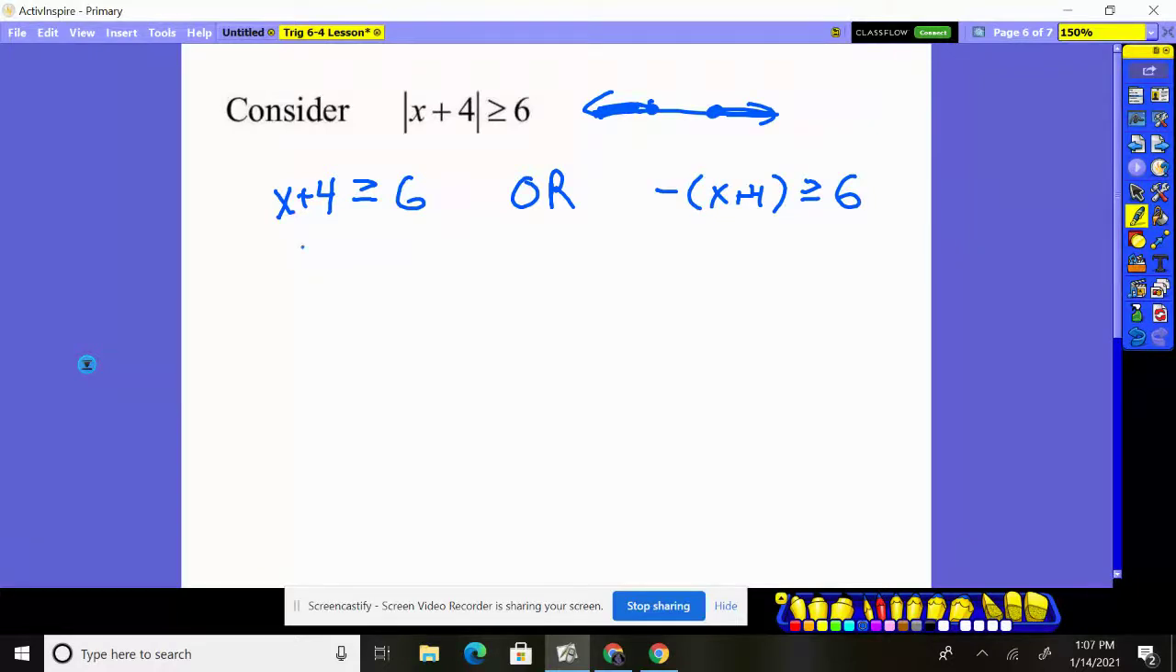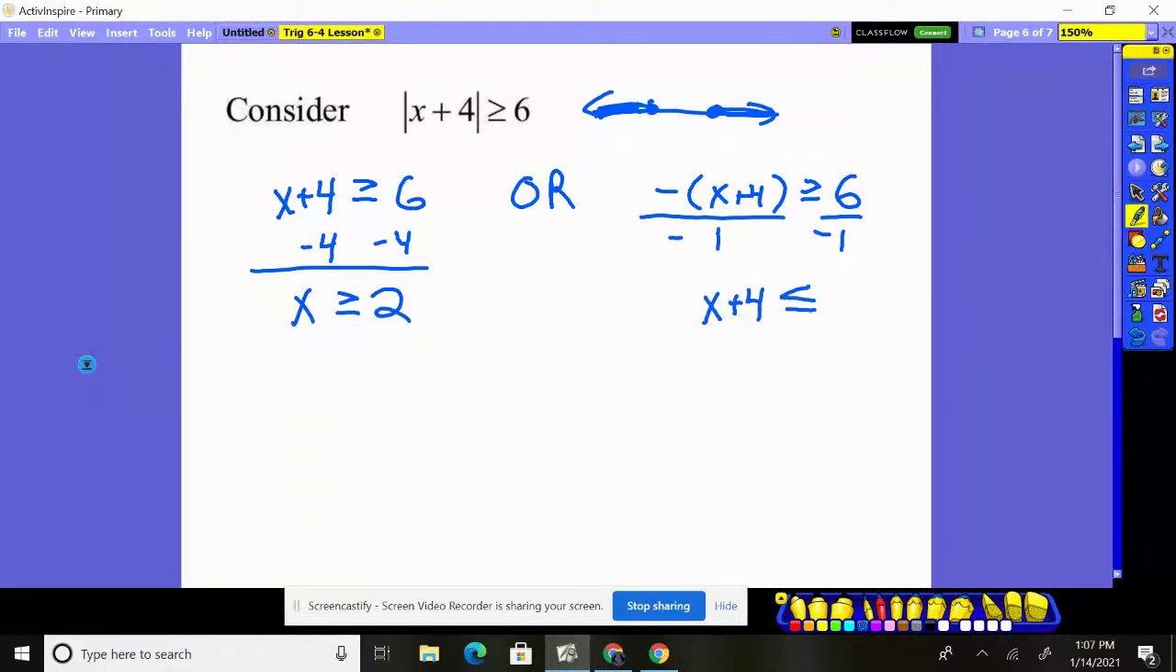So solving this, subtract 4, x is greater than or equal to 2. Over here, every single time we'll start off by dividing by -1. That'll give us back our x plus 4. It'll flip the inequality every single time. It'll make that number negative every single time. Subtract 4. Now, we have somewhat the same numbers as we did last time, but this is an or.